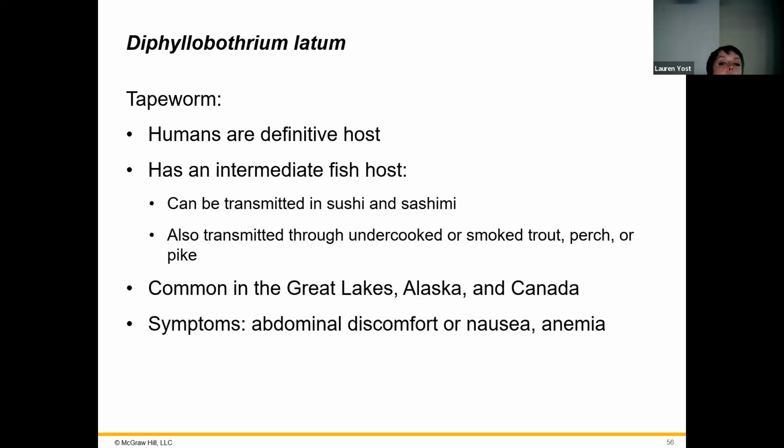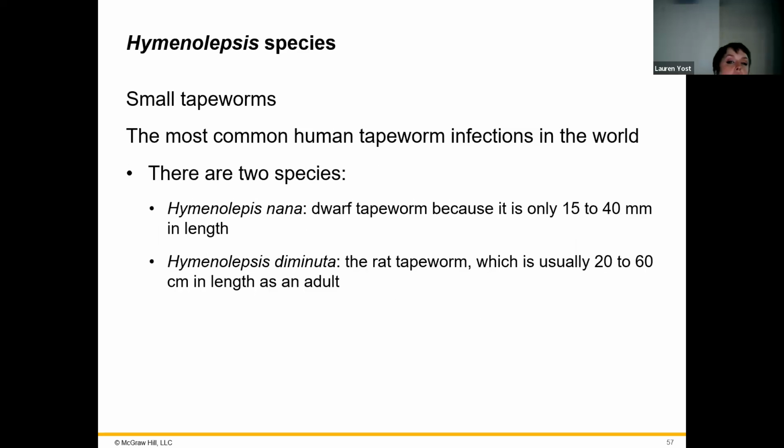Next is Diphyllobothrium latum. This is the tapeworm that is found in undercooked fish like sushi. This is a tapeworm associated with sushi. Then we have Hymenolepis species. These are tapeworms. We usually call them rat tapeworms. These are maintained in animal populations and can sometimes get spread to people, though it's less common.